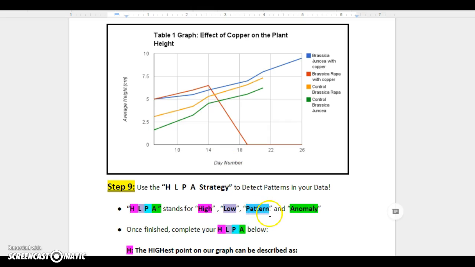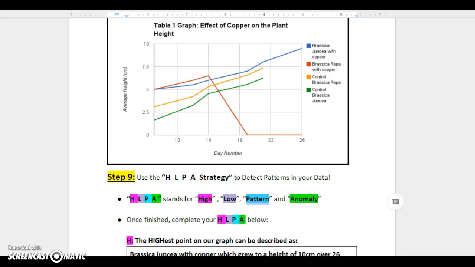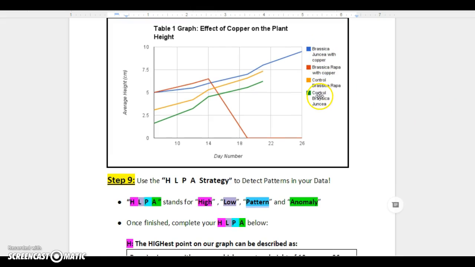Next, we'll detect the pattern. The pattern in this case is that you want to see what the lines are doing in our line graph. In our line graph, we have 4 different plants that are represented by the different colors. We have a Brassica juncea with copper, a Brassica rapa with copper, a control Brassica rapa, and a control Brassica juncea. It looks like on our graph that the pattern is that these lines are all moving upwards, whereas this one red line is directly going down.